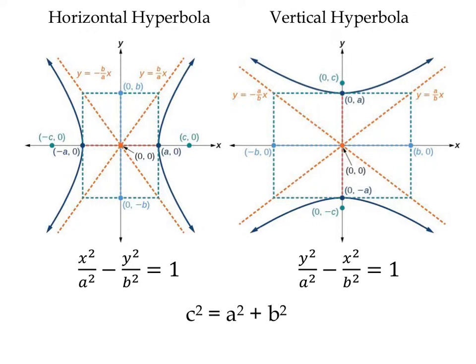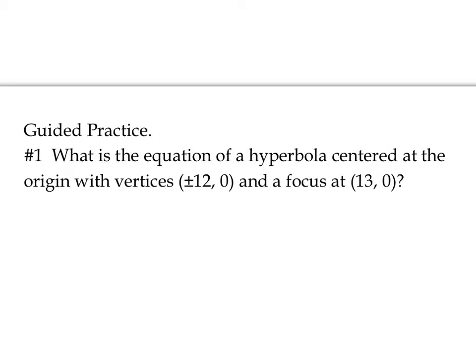And let's see how they tie in more specifically here with these hyperbolas. In the first example, what is the equation of a hyperbola centered at the origin with vertices at plus or minus 12, 0 and focus at 13, 0? So I'm just going to draw a quick sketch. What might this look like?